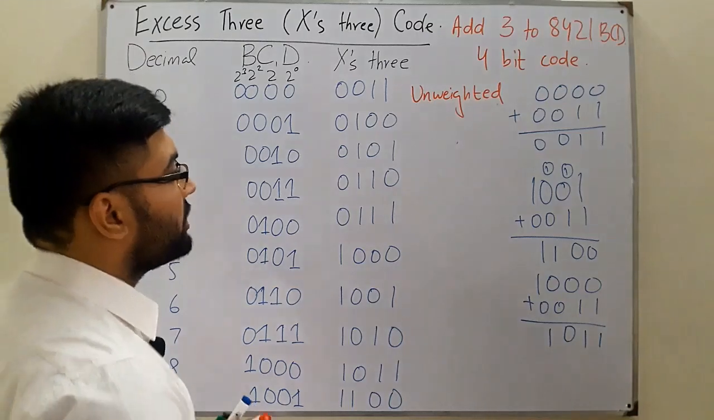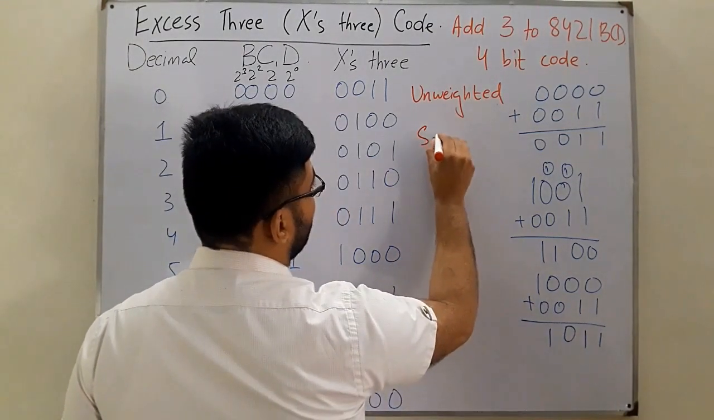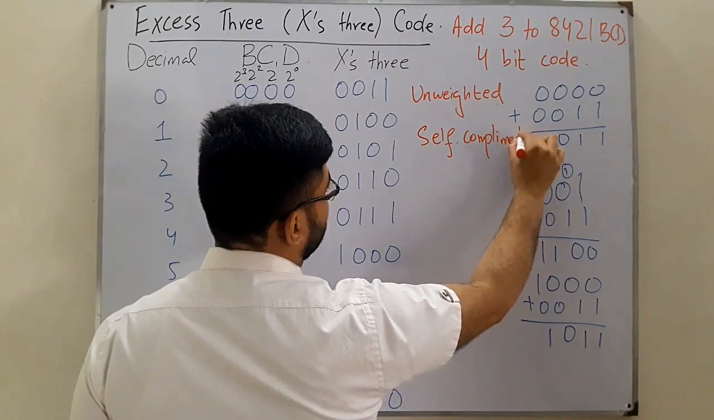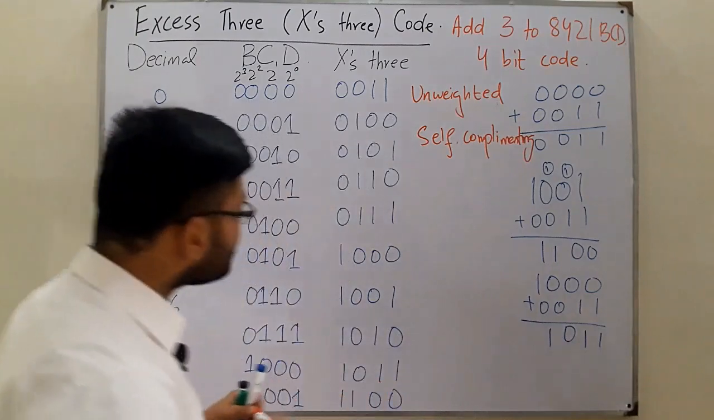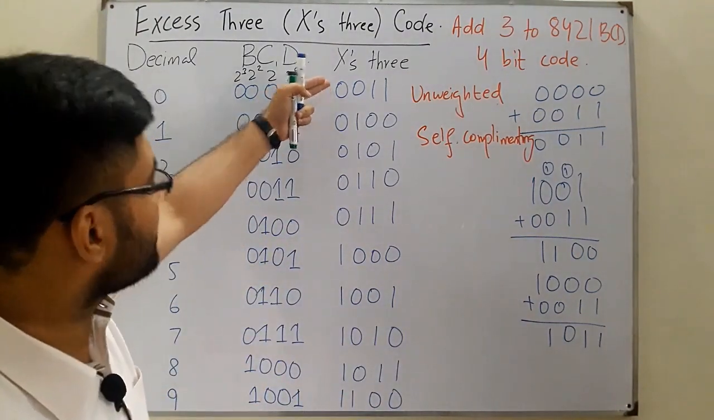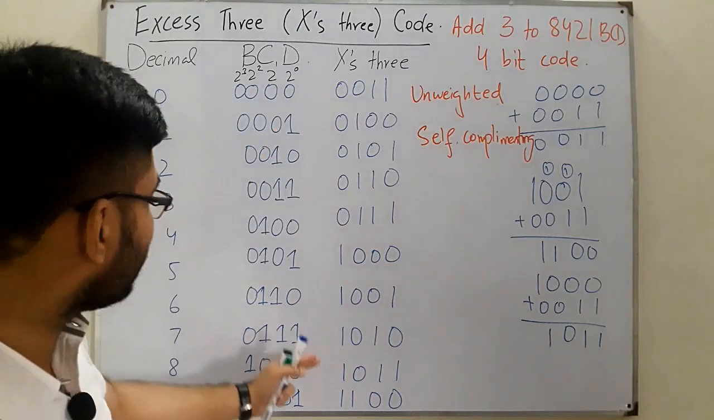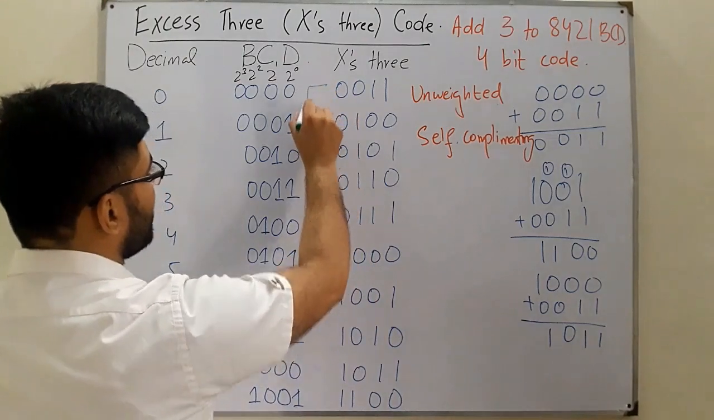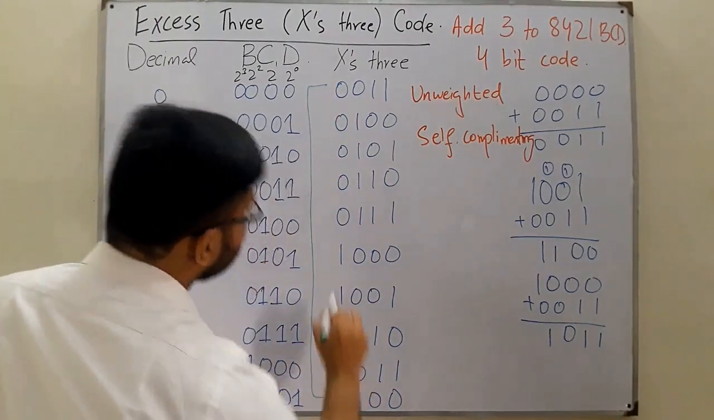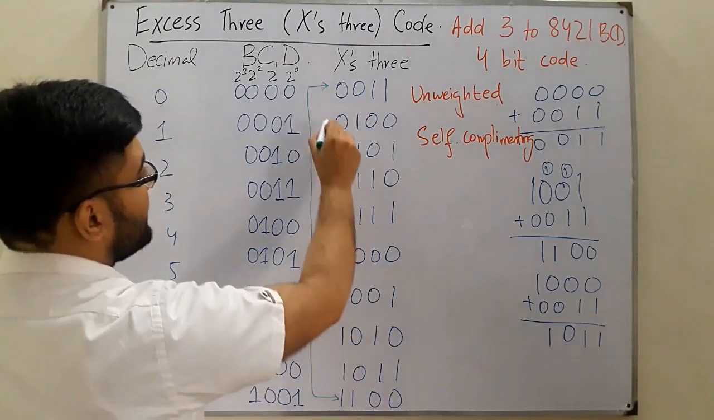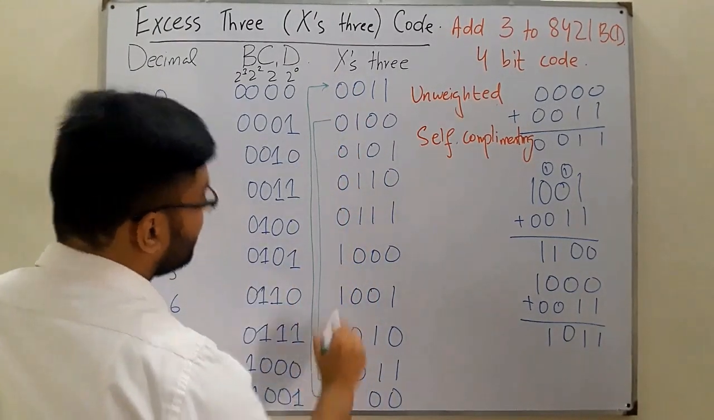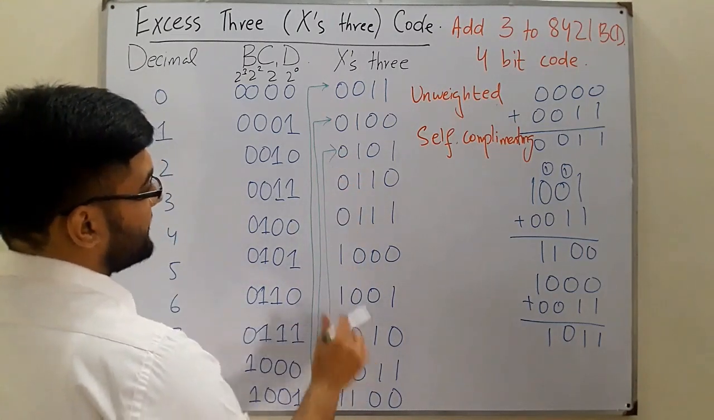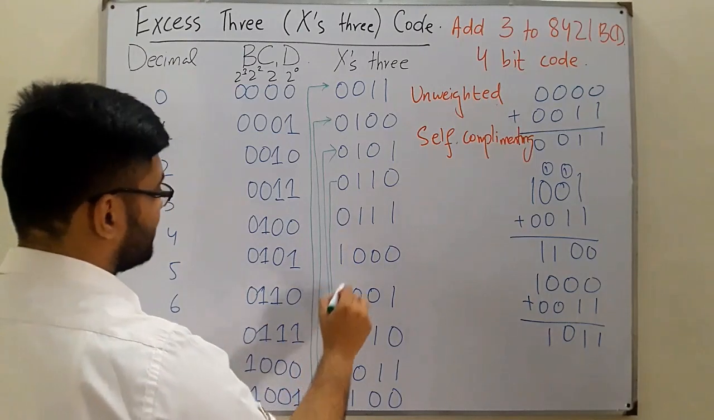Another property of this code, that this is a self-complementing code. Self-complementing. Alright, so how is that self-complementing? Have a look. Zero's complement is 9. 1's complement is 8. You keep on checking, okay? We have it over here. 0's complement is 9. You can see it clearly, okay? Then we have 1's complement, which is 8. Then 2's complement is 7. Isn't it so? It is. Then we have 3's complement is 6.